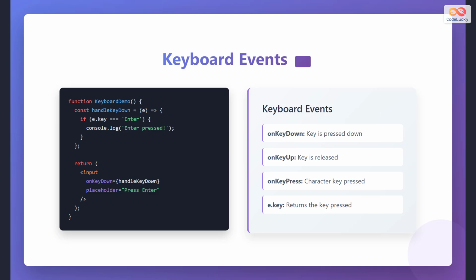Some of the keyboard events are the onKeyDown event, which is triggered when a key is pressed, the onKeyUp event, which is triggered when a key is released, and the onKeyPress event, which is triggered when a character key is pressed. The event.key property returns the key that was pressed.